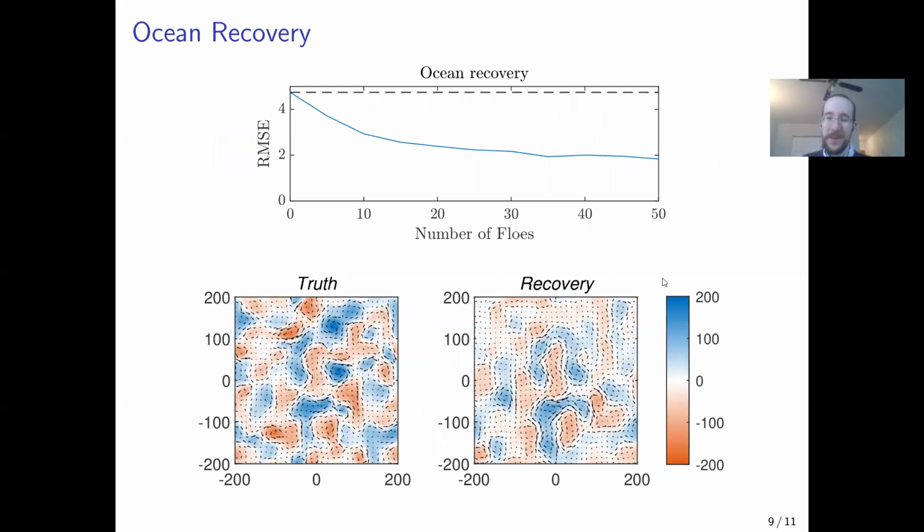So another thing we're interested in recovering is the ocean. So here is an experiment where we use different numbers of flows, basically trying to estimate the density required to accurately recover the ocean. So the density of flows.